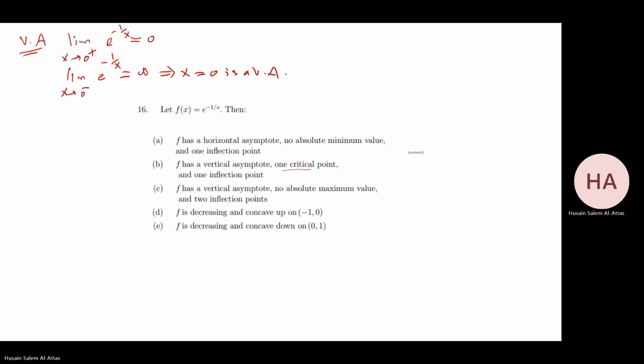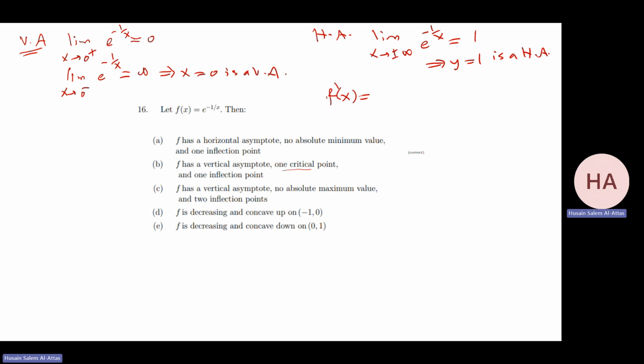Okay, horizontal asymptotes. Limit as x goes to plus or minus infinity. Actually, I can do it in one time. I have 1 over infinity or minus infinity, that will be 0, e to the power 0 is 1. So I have y equals 1 is a horizontal asymptote. Now we'll do the derivative.